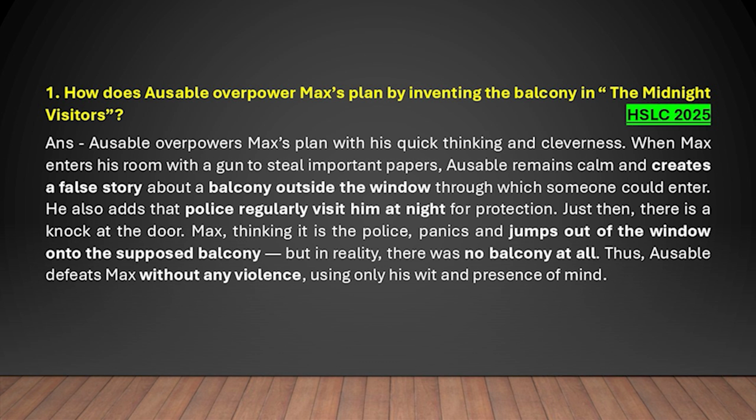Just then, there is a knock at the door. Max, thinking it is the police, panics and jumps out of the window onto the supposed balcony, but in reality, there was no balcony at all. Thus, Ausable defeats Max without any violence, using only his wit and presence of mind.